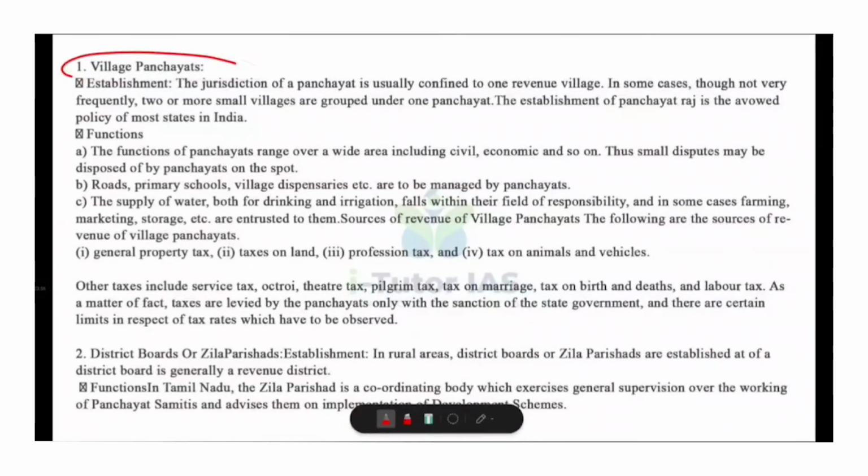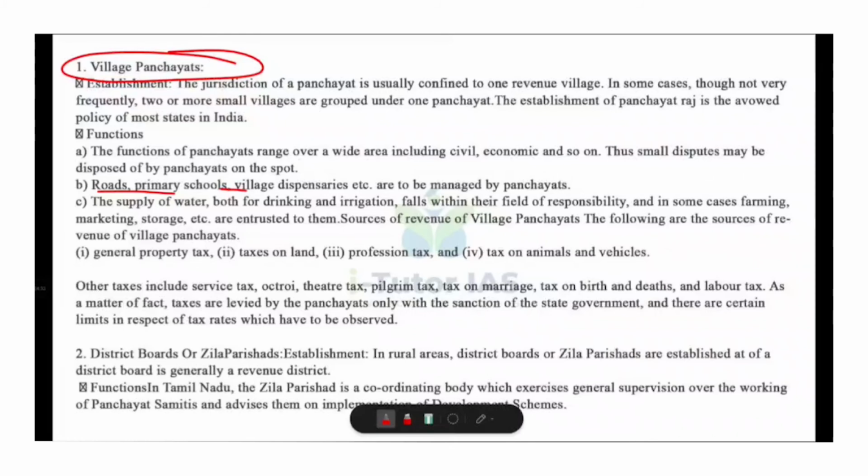First one, village panchayat. Think of a panchayat as the local government of a village. It is usually created for one village, and sometimes small villages combine and form one panchayat. And what are the functions? Just imagine a village's everyday needs like small quarrels. Panchayat settles them. Then village roads, panchayat maintains them. Primary schools, panchayat takes care. Drinking water, panchayat provides. Irrigation water, panchayat manages. And sometimes village markets, storage godowns and farming supports are also managed by the panchayat.